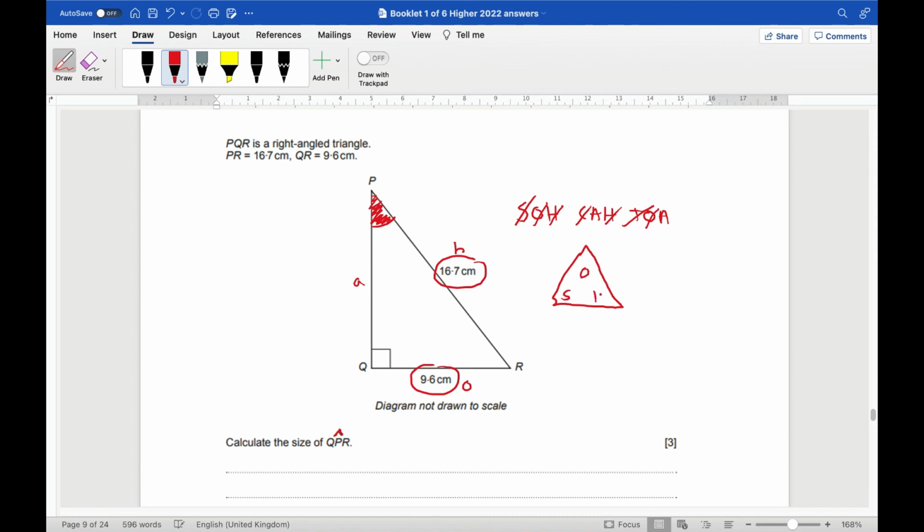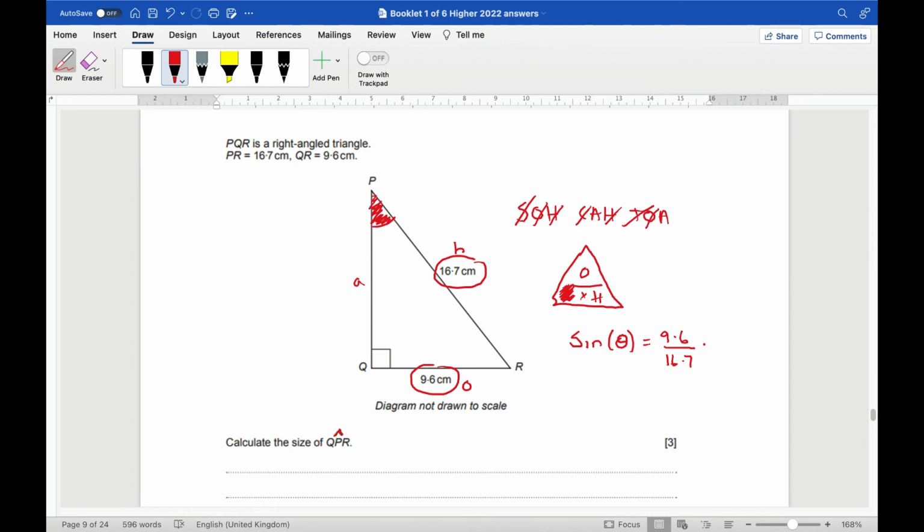Get these the right way around again. And I'm using SOH to find the angle. So S, which stands for sin, angle, but I don't know it, so I could call it X, I could call it P, well, the one I tend to use is theta, equals O, which is 9.6, divided by 16.7.